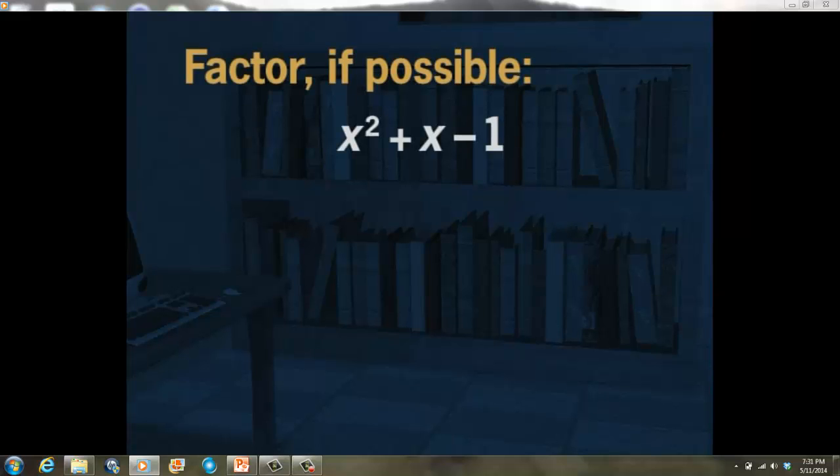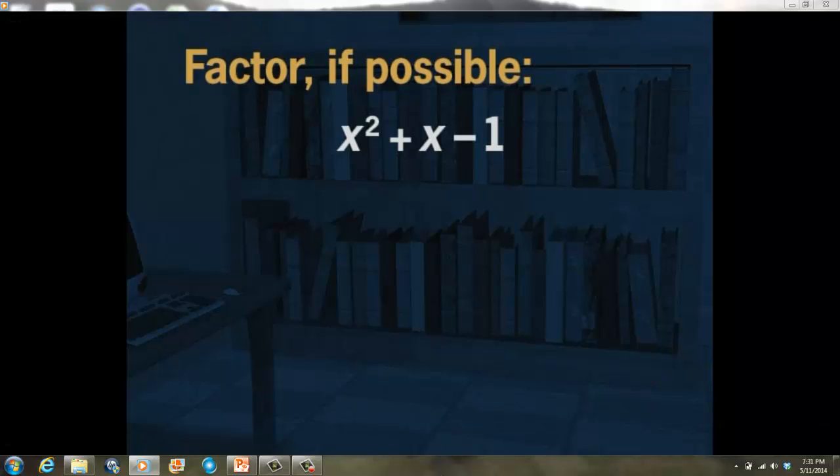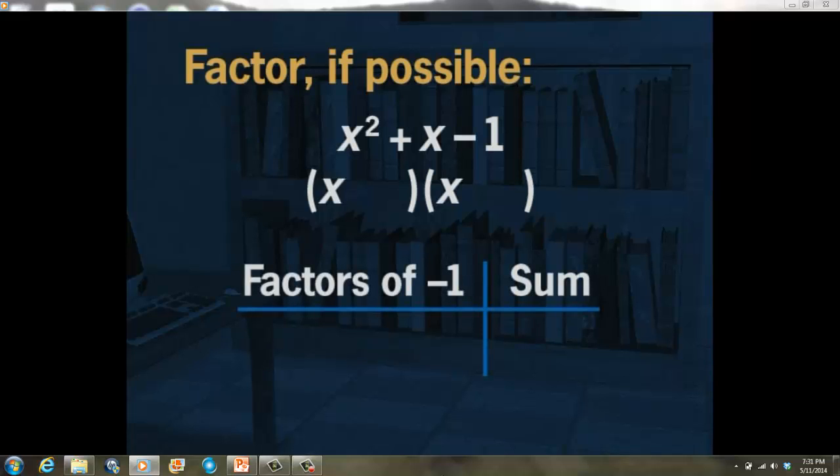Factor, if possible, the expression x squared plus x minus 1. The first term in each binomial is x. We're looking for numbers with a product of -1 and a sum of +1. The product is negative, so the signs must be different. They're 1 and -1. Not so fast, Ferd. 1 plus -1 is 0. Mr. Frogan, these are the only factors of -1, and they don't add up to 1.